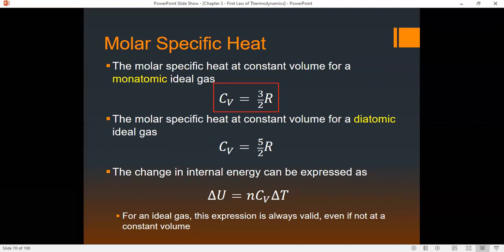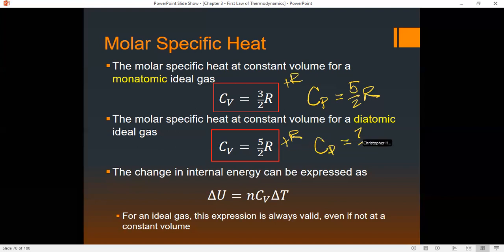Okay, for a diatomic gas, because there are more degrees of freedom, and we saw this in the previous chapter, Cv is equal to 5/2 R. So if you want to write Cp, Cp for a monatomic gas is equal to 5/2 R. I just add an R to this, and Cp for a diatomic gas would be 7/2 R, just another 2/2 that we add to that.